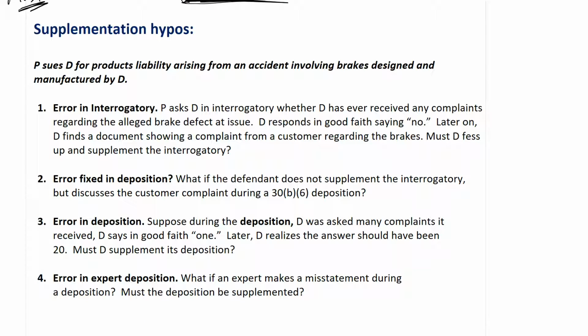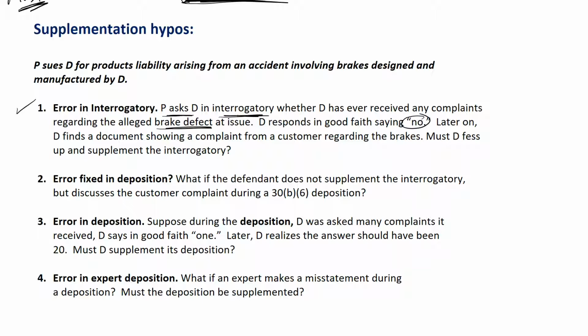Number one, the plaintiff asks the defendant in an interrogatory. We'll talk about interrogatories in a bit. That's Rule 33, basically a written question and a written answer. Whether the defendant has ever received any complaints regarding an alleged brake defect. Defendant responds in good faith saying no. I say good faith so that we're not thinking the defendant's lying. Rather, it just turns out the defendant is wrong.